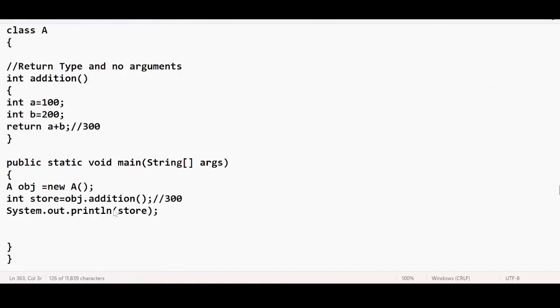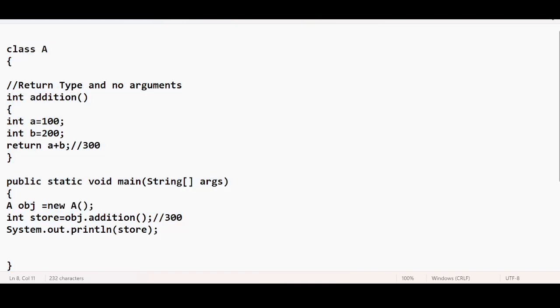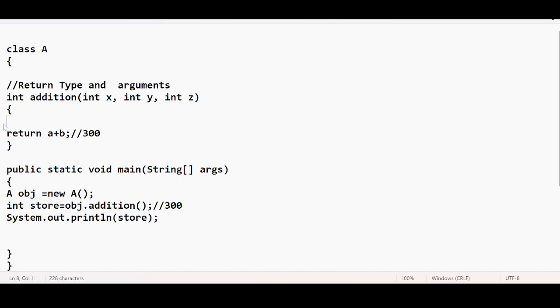Okay. So last method, return type with arguments. Same method, return type. We have return type. Instead of no arguments, I am taking arguments. Let us take 3 arguments this time. Integer x, integer y, integer z. Let me remove this. Okay. Return x plus y plus z.